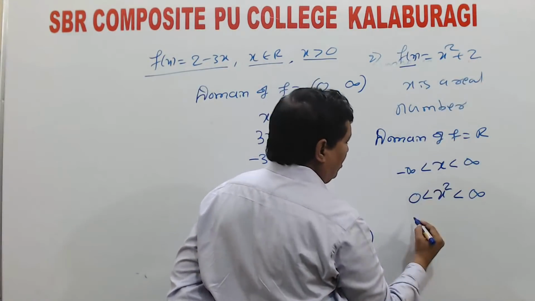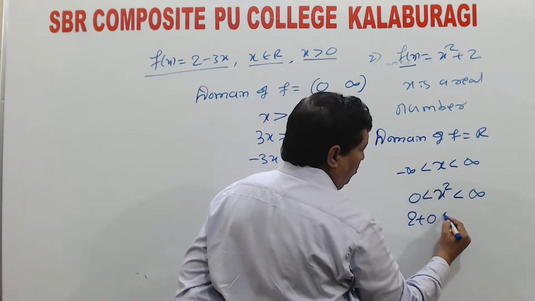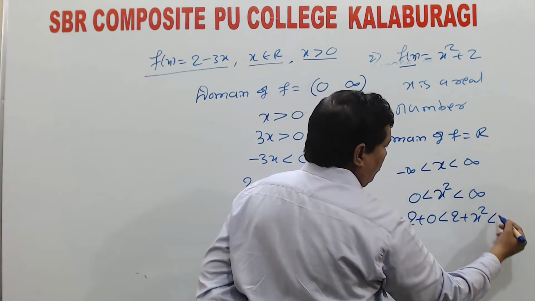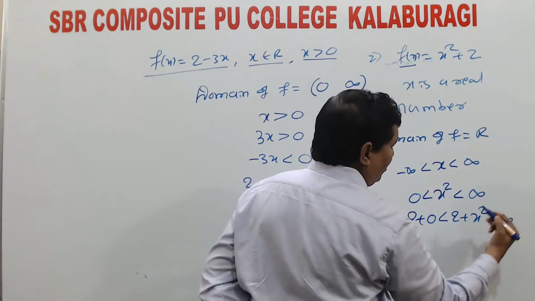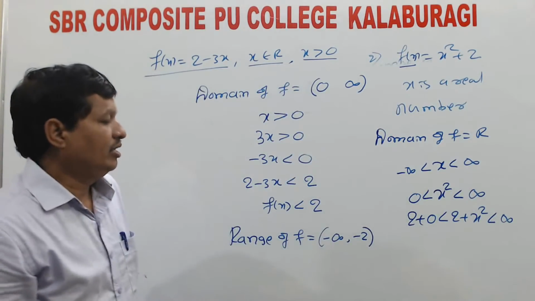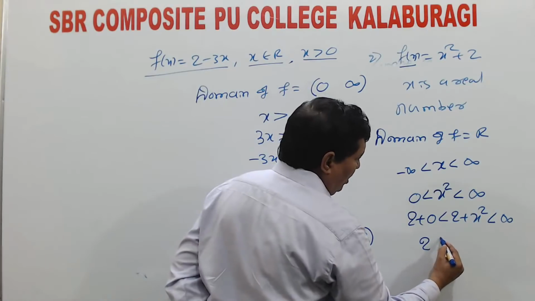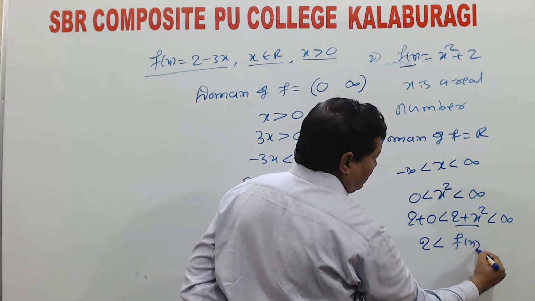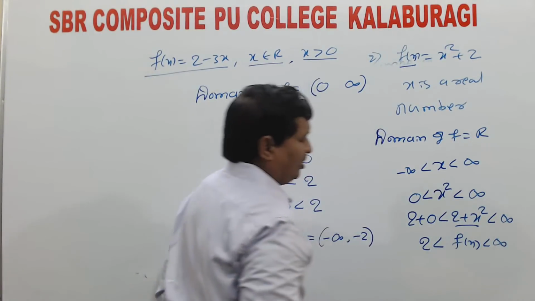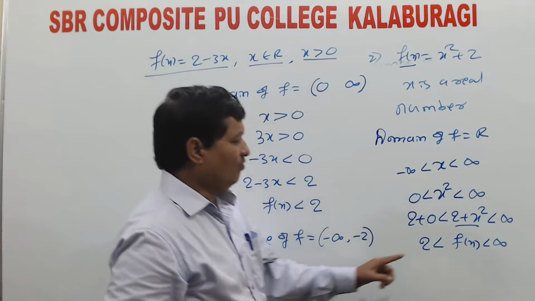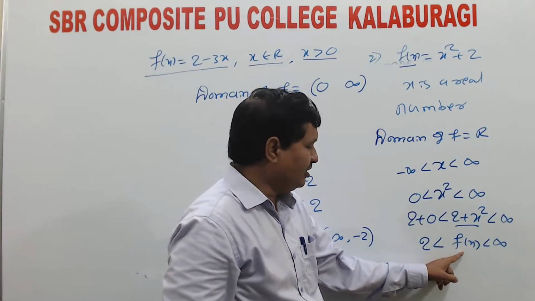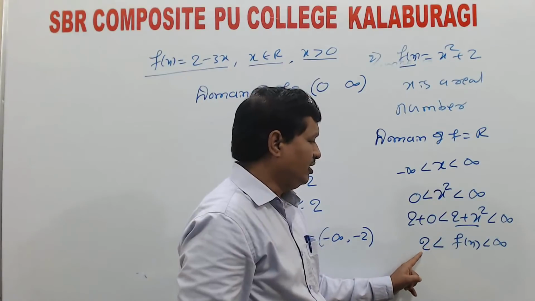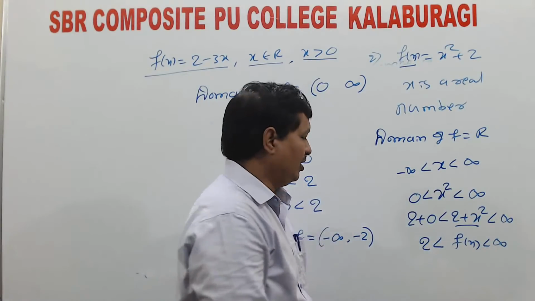Okay. Here plus 2 is there. That you have to add here: 2 plus 0 is less than or equal to 2 plus x square, and 0 plus infinity is again infinity only. Now this 2 less than or equal to 2 plus x square is nothing but what? f of x less than infinity. Therefore, the range of f lies between 2 and infinity: f of x is greater than or equal to 2, less than infinity.